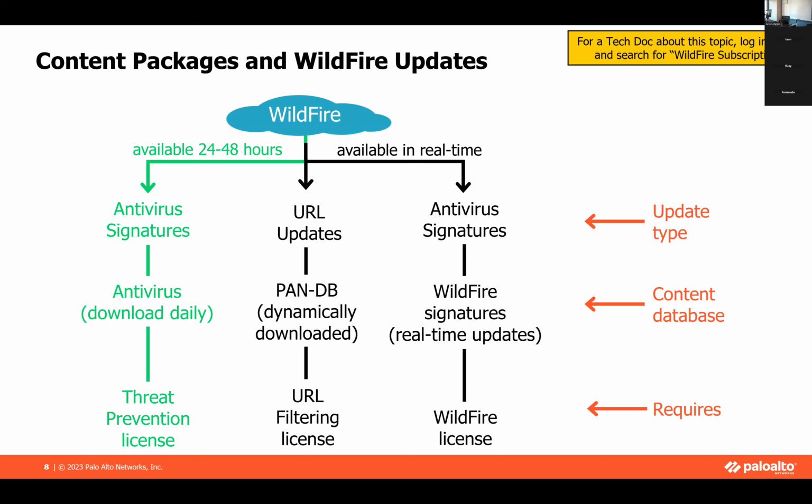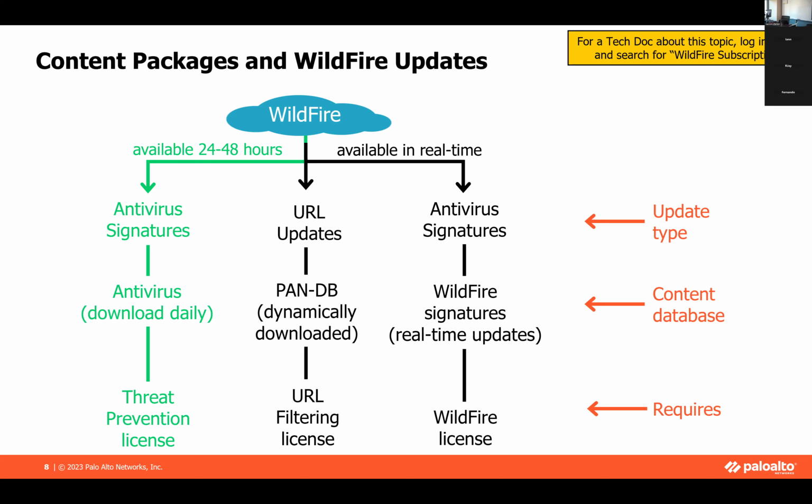All right. Content and Wildfire updates. So if you're just getting content updates, those are going to be available every 24 to 48 hours. You'll get your antivirus signatures, your antivirus is downloaded daily, and your threat prevention license that you have over there. So these are where you get into licensing on the system. If you're doing URLs, you're going to get your URL updates. PanDB will dynamically be downloaded for that, and that is based on you having a URL filtering license.